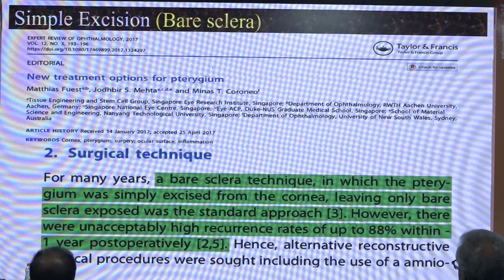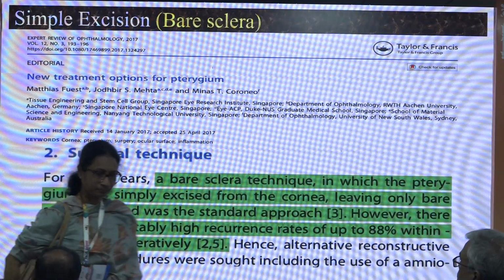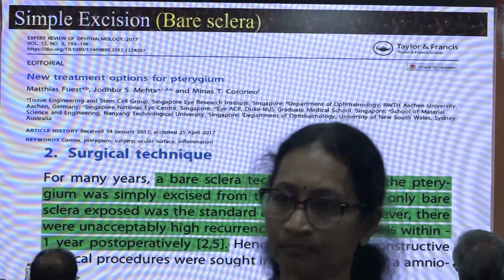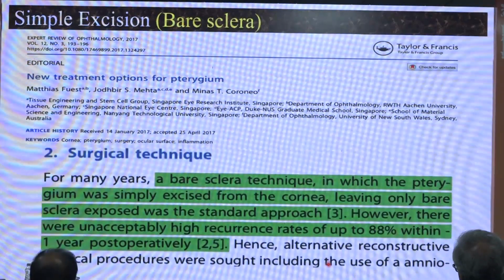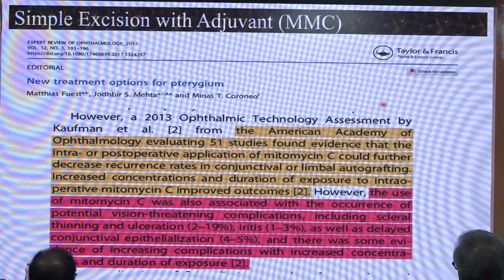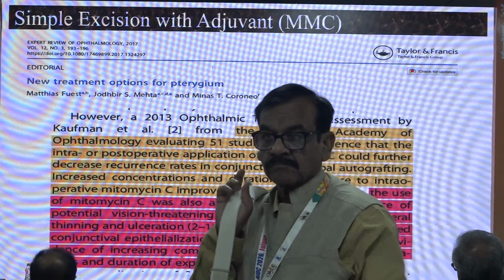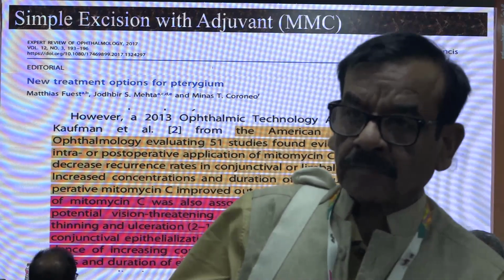So now, just to look at a few published papers to come to a conclusion on what we should do in the management of a simple pterygium or a recurrent pterygium. In the bare sclera technique, we know that there is a high 88% recurrence rate, so it is unacceptable. It can be combined with an adjuvant like MMC, and the recurrence rate definitely reduces, but there are fatal complications of MMC, so you should be using MMC very judiciously.